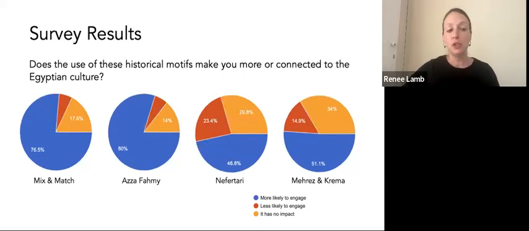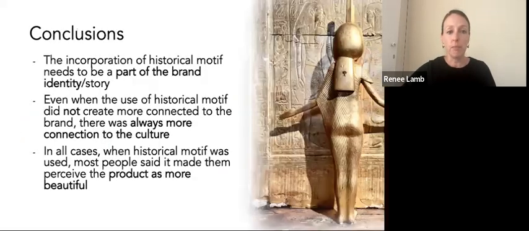But when we think about the Egyptian culture as a whole, for every brand, more people said that the use of historical motifs made them more likely to engage with and connect to the Egyptian culture versus less likely to engage. So these numbers give us some important conclusions. And I want to stress our N is only 51. So we're only at the beginning of collecting survey results, and these numbers may change over time. But initially, this is what we're finding, is that the incorporation of historical motif really needs to be a part of the brand identity and the brand story. If it's taken too literally, it's not going to resonate with people in the same way.